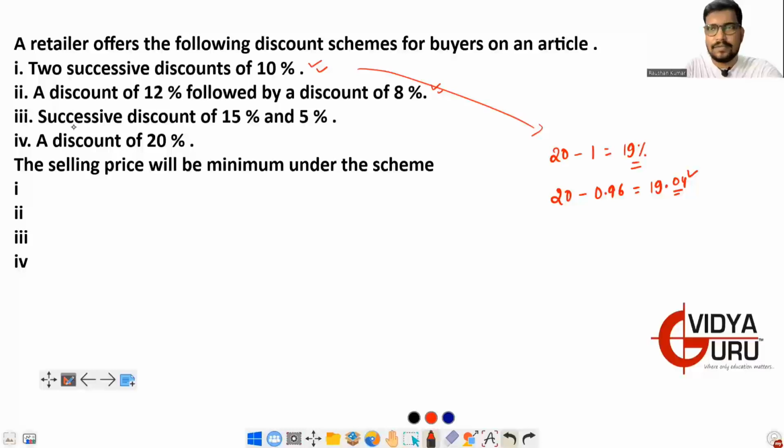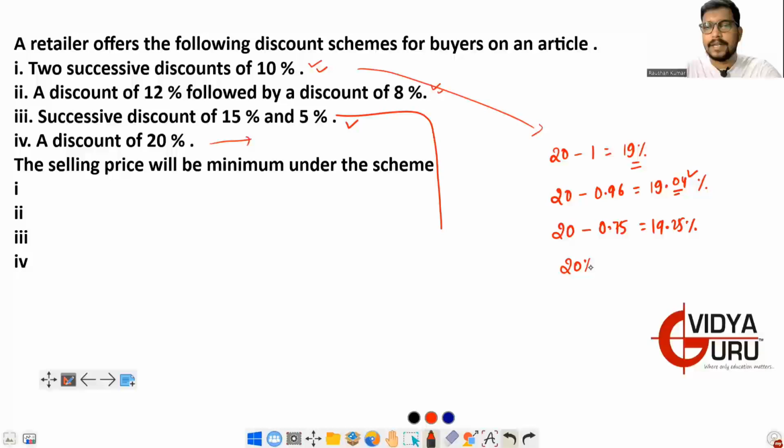Thereafter, the third discount is a successive discount of 15% and 5%. What does it mean? 15 and 5 is 20 minus 15 into 5, which is 75 upon 100, that is 0.75. So from here, we get 19.25% discount. Now the fourth part is given: we have calculated the other parts, and thereafter a discount of 20%. A discount of 20% means completely 20%, only 20% discount.